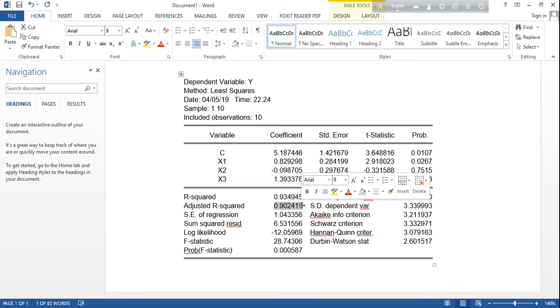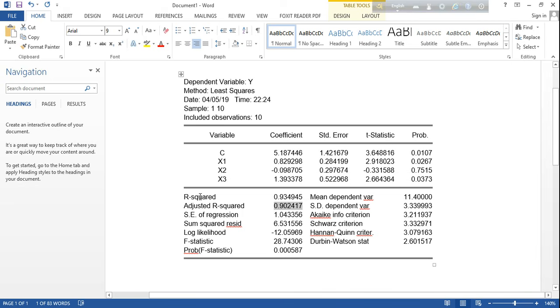I think it's clear. We can interpret it in another way: the r squared is saying this model is 93.49% fit, and the adjusted r squared value is saying this model is 90.2417% fit. The more the value of r squared or adjusted r squared, the more fit the model, the better the model. You can consider r squared or adjusted r squared, but I will suggest you consider the adjusted r squared value. So I think it's done.